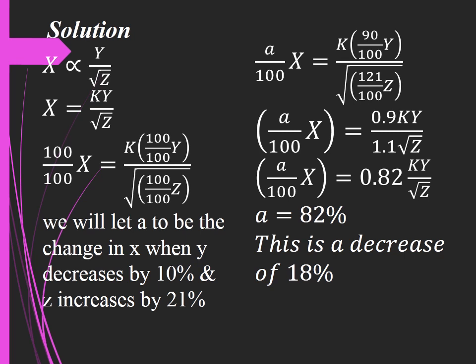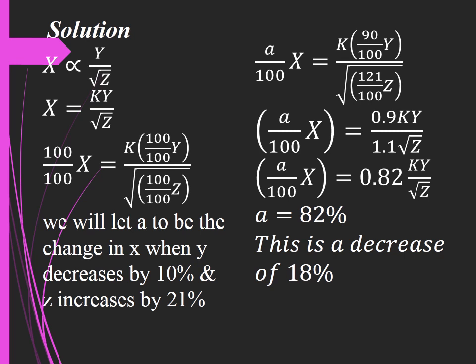x is equal to k times y all over the square root of z. Before any change, we have 100 over 100 x. This is equivalent to k, and then we can put in brackets 100 over 100 y all over the square root of bracket 100 over 100 z. And then we are going to let a be the change in x when y decreases by 10% and z increases by 21%.